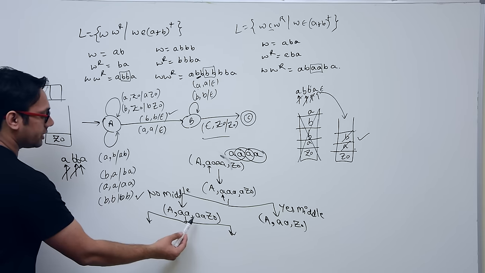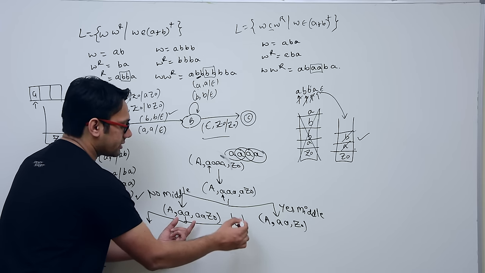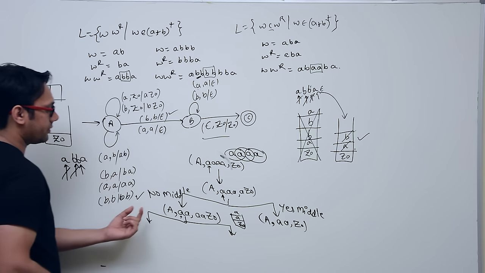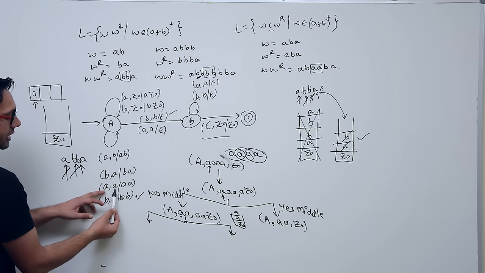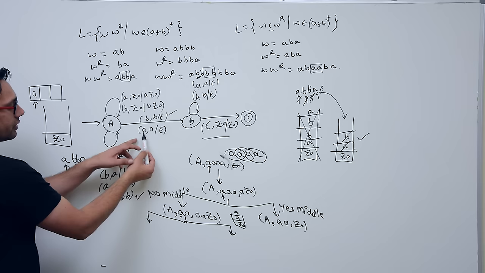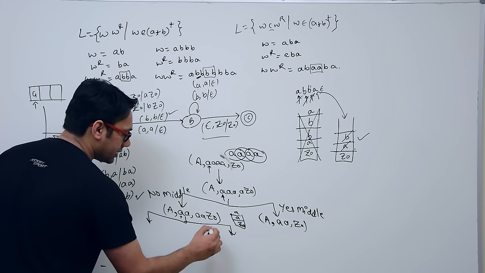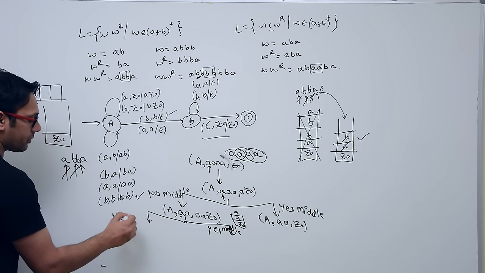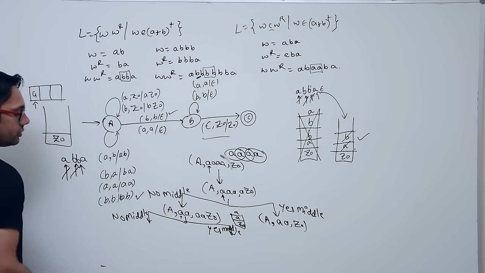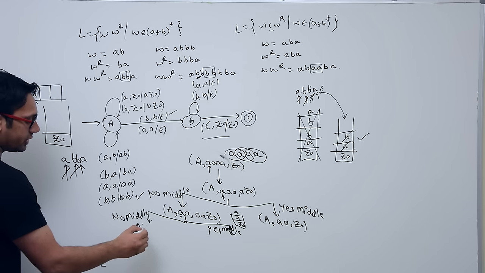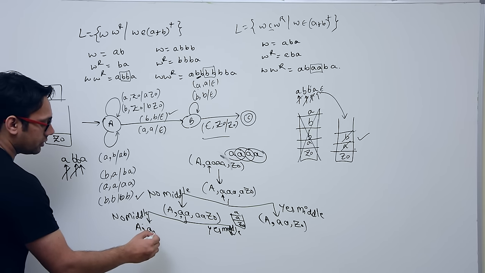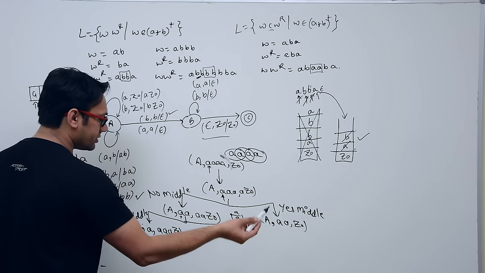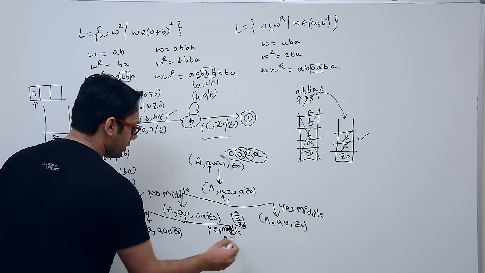That means in this case the stack is containing Z naught, A, and A, and the symbol we are reading is A. So if the symbol we are reading is A and the stack is containing A, then we can push it or we can also pop it. One will assume, yes, there is a middle point. Second will assume, no, there is no middle point. The one who is assuming no middle point will be pushing this A, so the stack will be containing triple A Z naught. And the one which assumes, yes, there is a middle point, we are going to pop it.